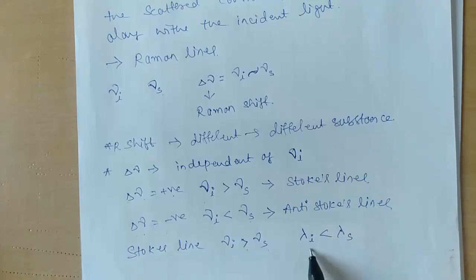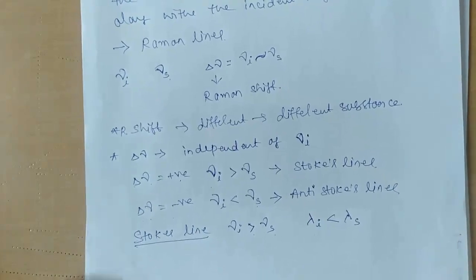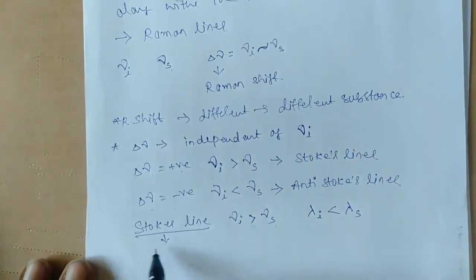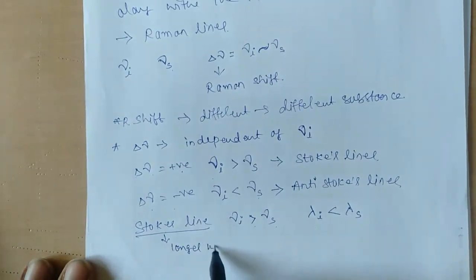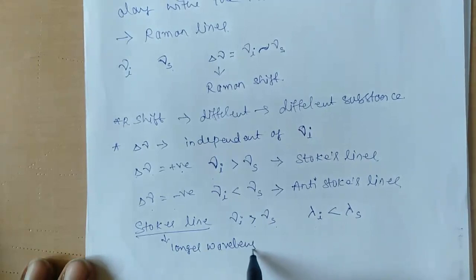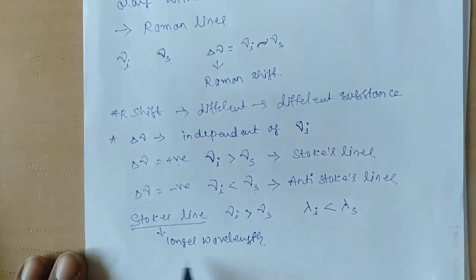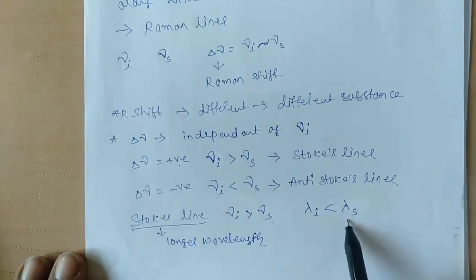Here it should be reverse. That is, if the wavelength of the incident light is less than that of the scattered light, then such lines are called Stokes lines. Or we can directly say that Stokes lines have a longer wavelength than that of the incident light. Remember, the wavelength of Stokes lines is longer than that of the incident light.